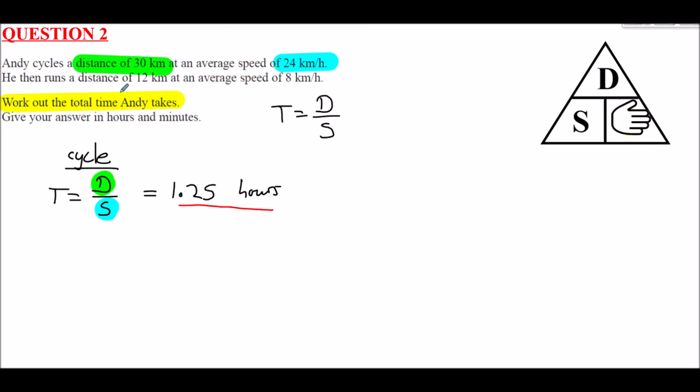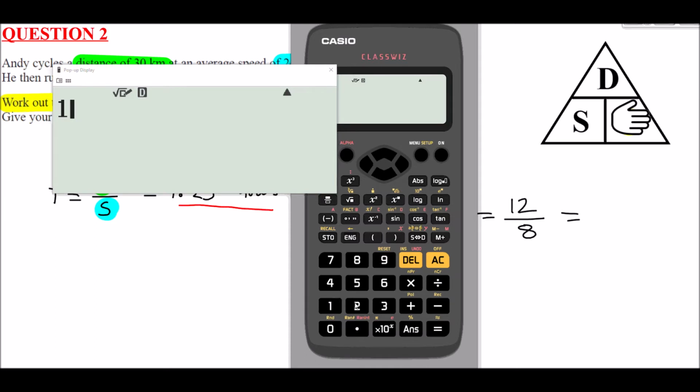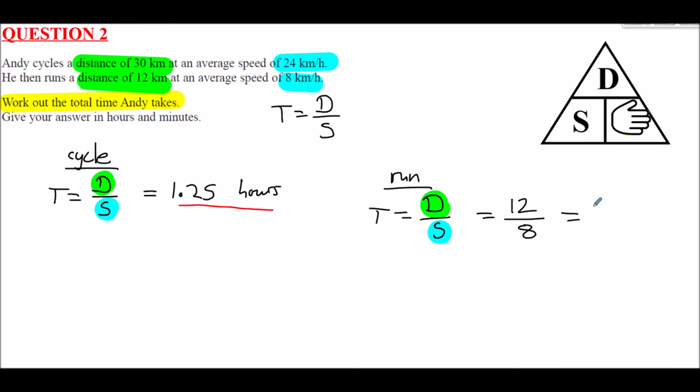The second part of the journey, though, is when he's running. So when he's running, the time taken for his running will be the distance covered by his running divided by the speed at which he runs. So let's just put these values into this formula again. So the relevant distance when he's running is 12, and the relevant speed is 8 for that part of his journey. So we're going to do distance, which is 12, divided by speed, which is 8. So if you want to calculate that, 12/8, that's going to give you 1.5. So 1.5 hours running.